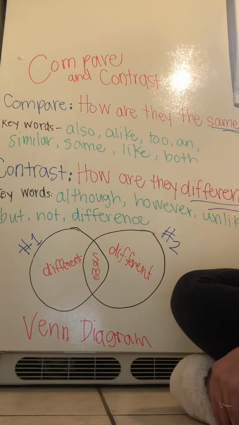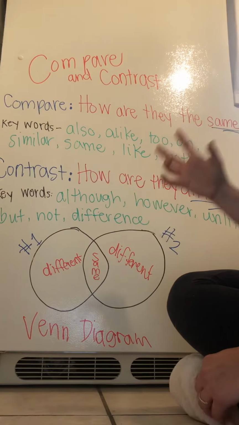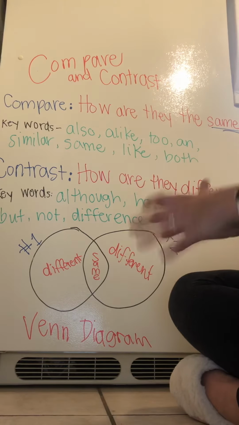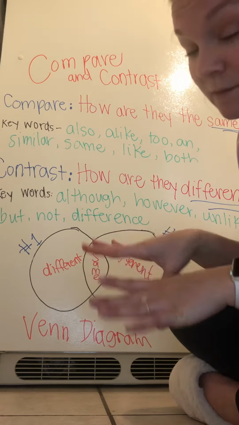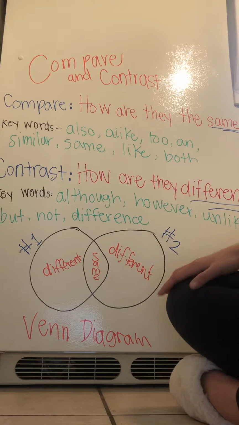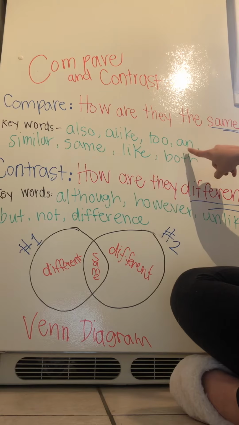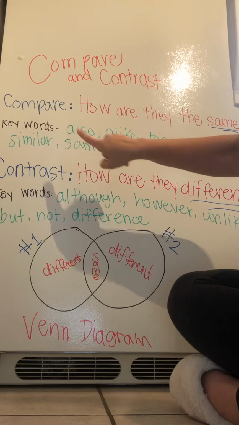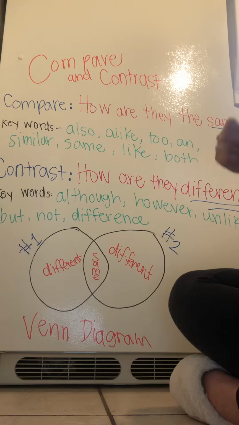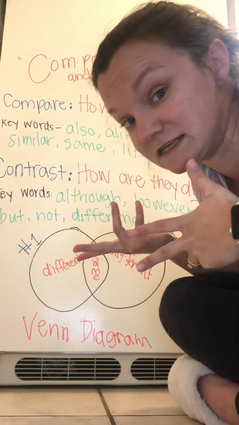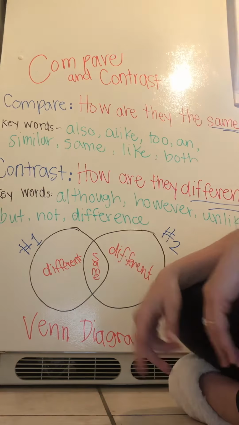So when you're thinking about things that are the same, or when you're reading about something, some key words you want to look out for, or if you're writing about how things are similar, if you're comparing things, these are some key words you may use. Also, alike, too, and, similar, same, like, and both. Good. So those are some key words. Again, I'm going to take a picture of this so you can use it in your writing later this week.